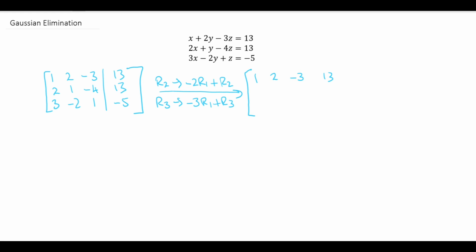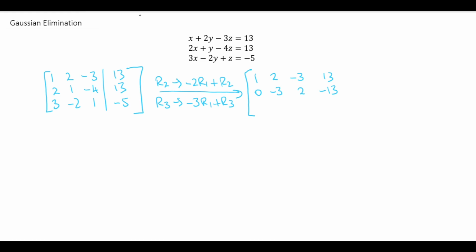Minus 2 times row 1, so we're going to have minus 2 plus 2 is 0 as we designed it. Minus 2 times 2 is minus 4, plus 1 is minus 3. Minus 2 times minus 3 is 6. 6 minus 4 is 2. And minus 2 times 13 is minus 26. Plus 13 is minus 13.